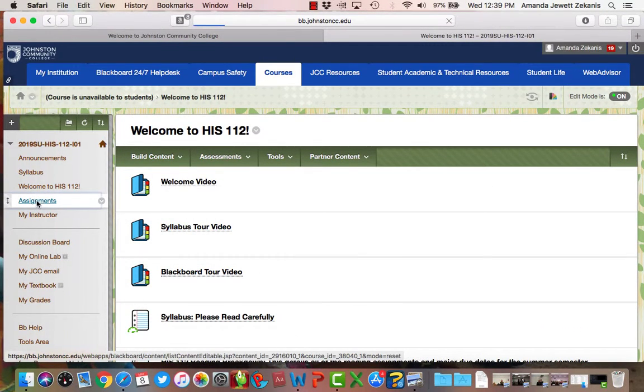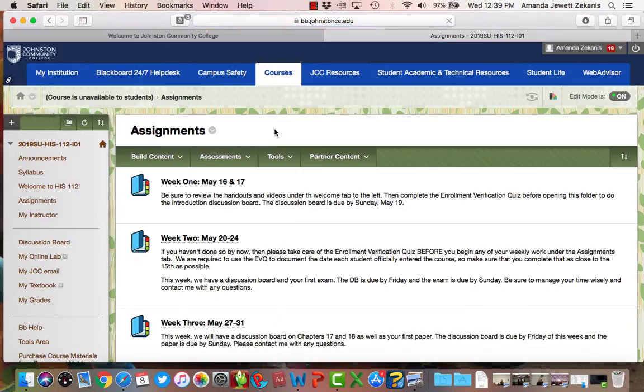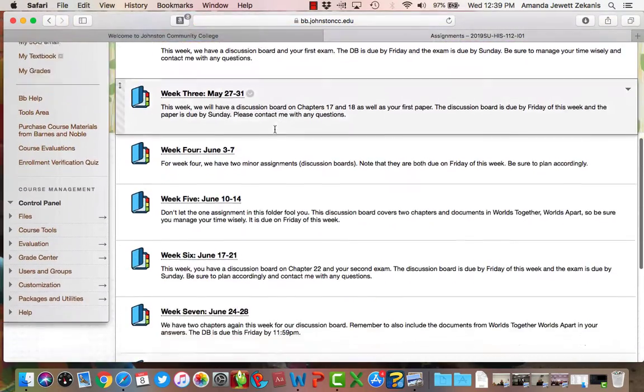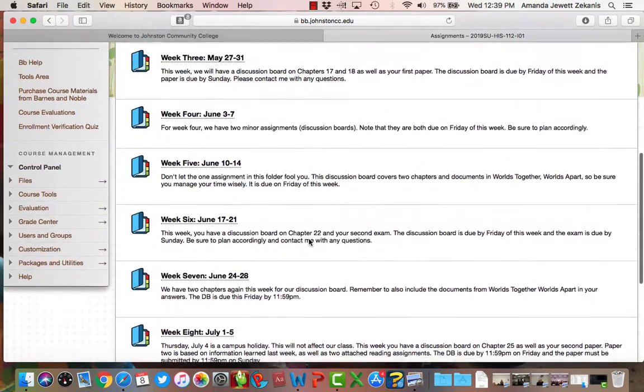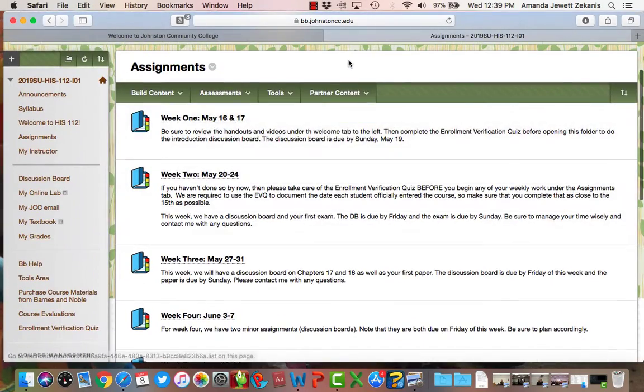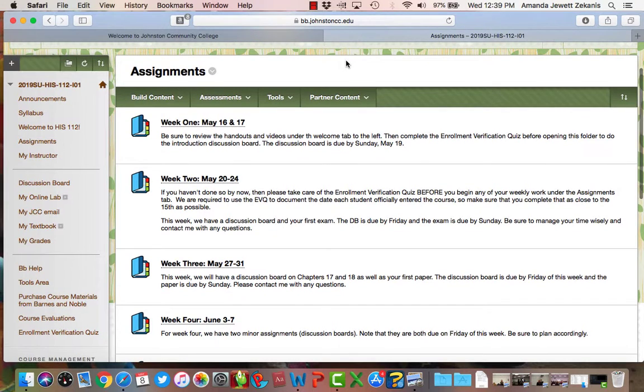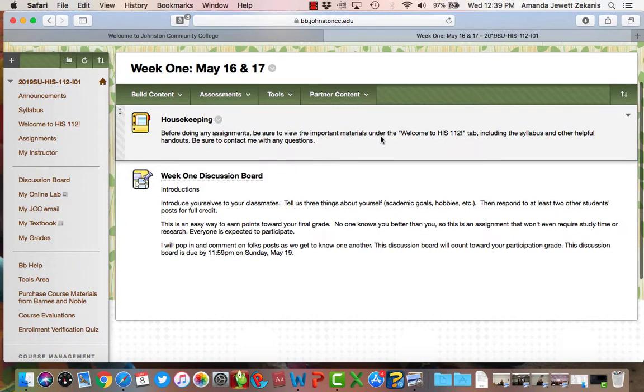Assignments. This is another really good place you want to hang out. It's got all the weeks laid out. I'm a very organized person, so I like to have everything set up in a way that is easy for folks to follow and goes along with the calendar layout.